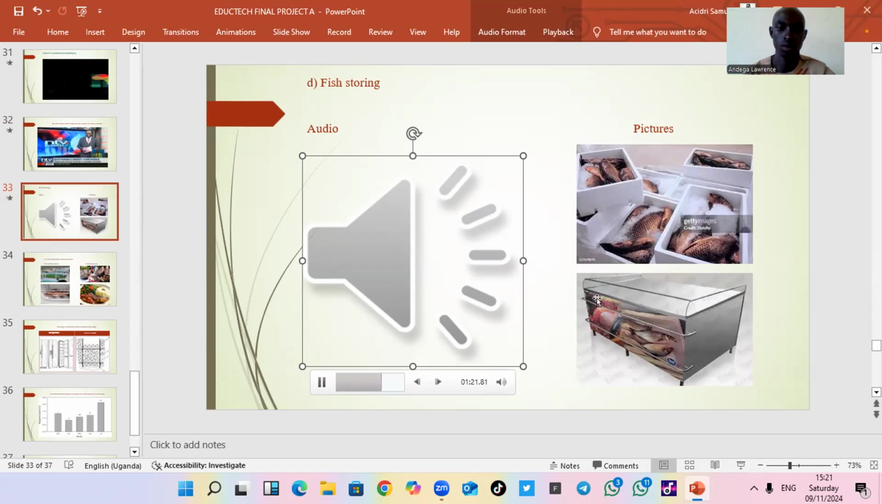So that is how fish preservation can be done. We can use the fish storing method, whereby we try to keep fish in refrigerators that are regulated, especially in terms of temperature. It can be a temperature between 32 to 40 degrees Fahrenheit.